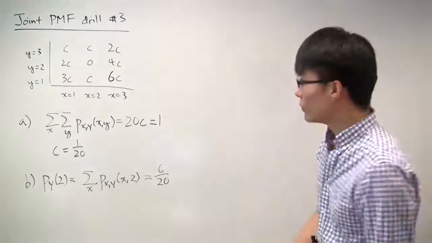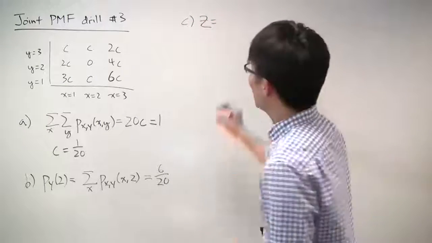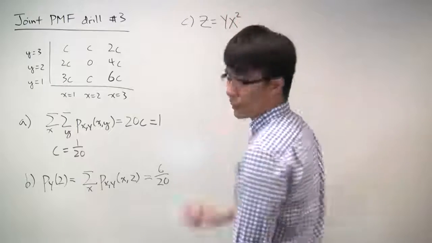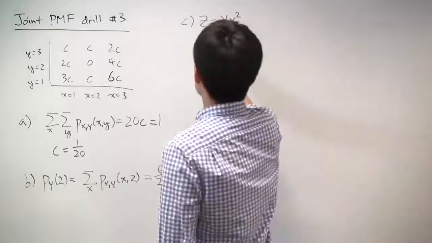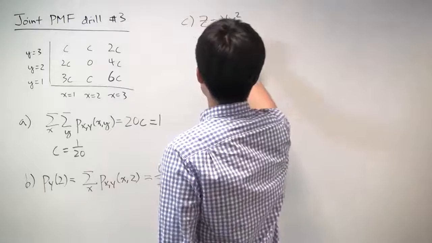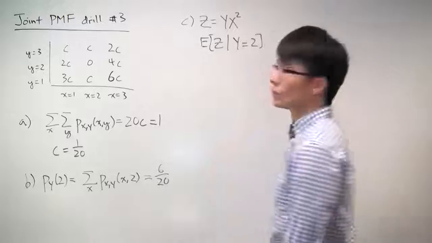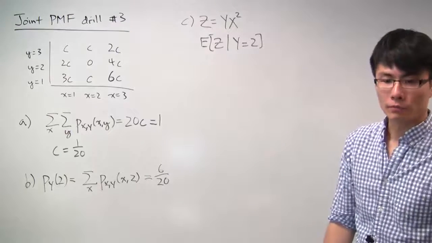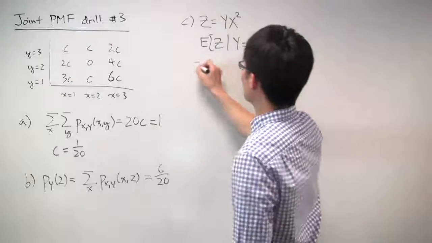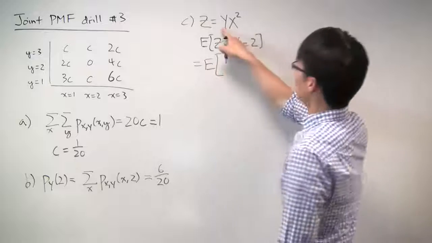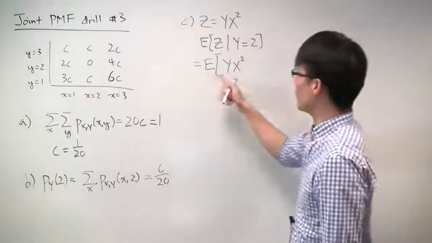Okay, so now we define a new random variable. We call it z. And z is defined to be y times x squared. And what we're asked to find is the conditional expectation of z given that y is equal to 2. All right. So, well, the first thing we can do is we can substitute in. We know that z is y times x squared, right? And the PMF that we have is in terms of y and x, so let's substitute those in.